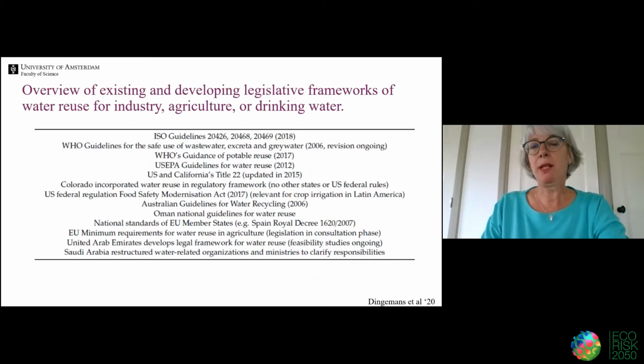Of course, in the European context and also internationally, there are a lot of legislative frameworks for water reuse, both for industry, for agriculture, and for drinking water. Here you see a whole list, but in not too many of them are there explicitly quality criteria set for chemicals of emerging concern or for pathogenic microorganisms. As you know, the EU legislation on water reuse has recently been developed.